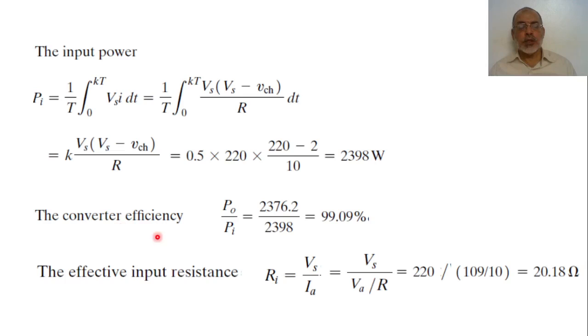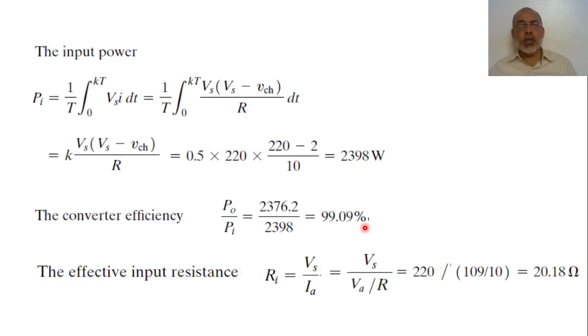The converter efficiency is the output power over the input power. So it would be 2376.2 over 2398. It would be 99.09%.